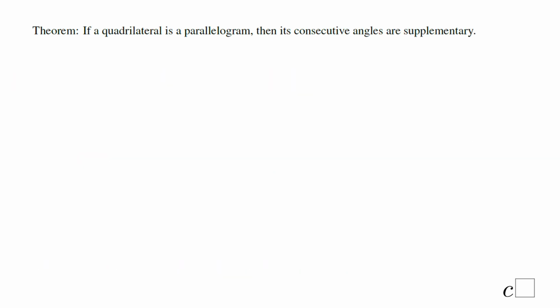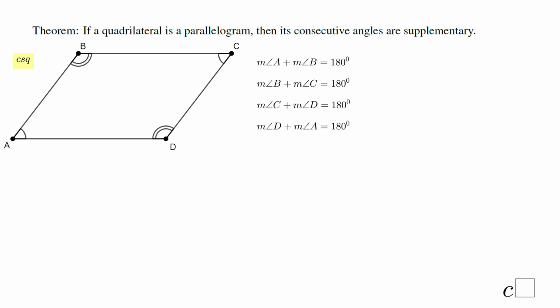Now, the consecutive angles are supplementary. Now let's take a look at what consecutive means, one after the other one. So if you take a look, angle A and angle B are consecutive angles, one after the other one. They are supplementary. Angle B and angle C are consecutive. They are supplementary. Angle C and angle D are consecutive. They are supplementary. And obviously the last pair, it's angle D and angle A. They are supplementary.